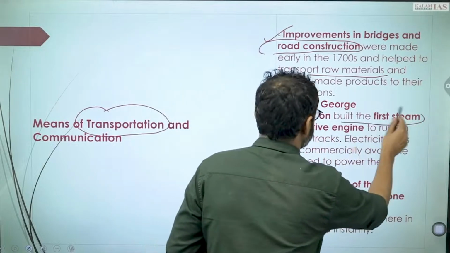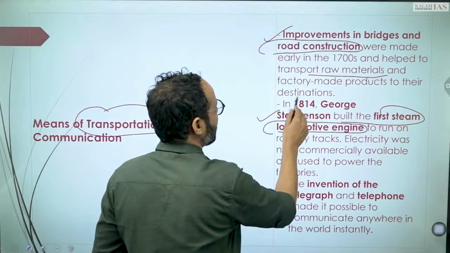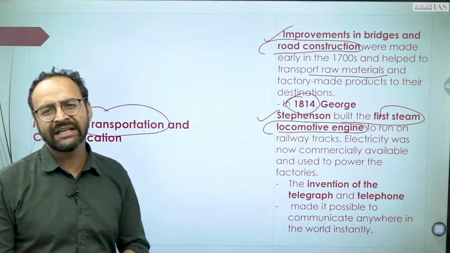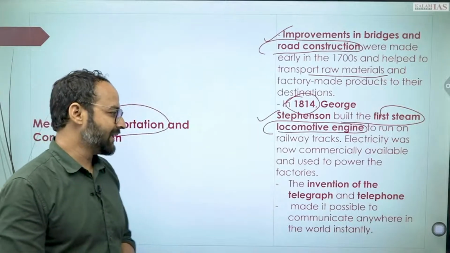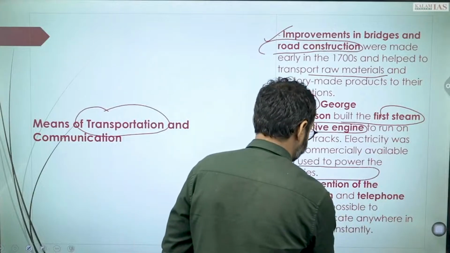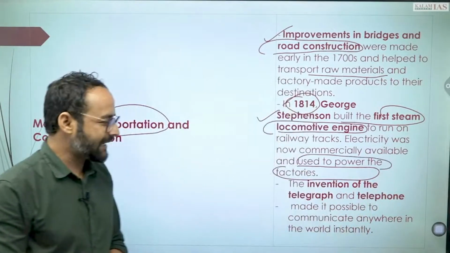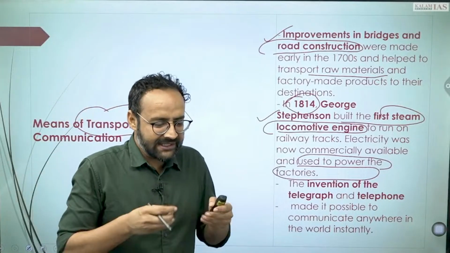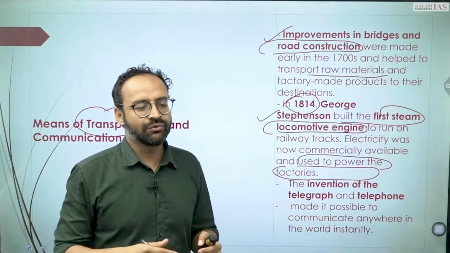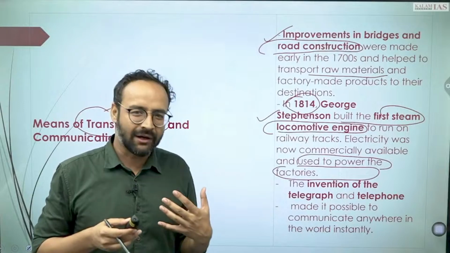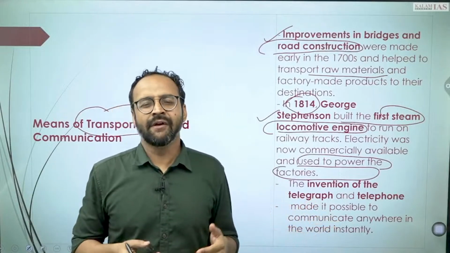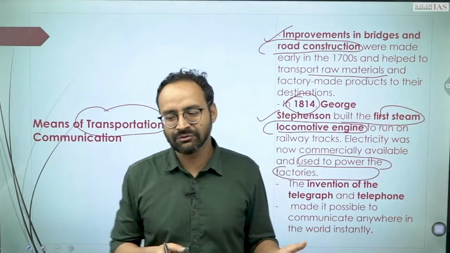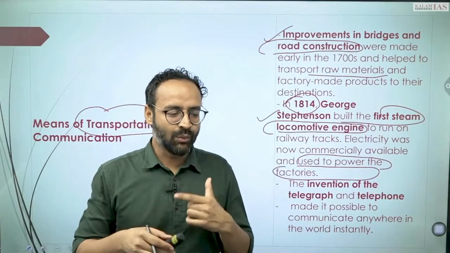Stephenson built the first steam locomotive engine in 1814 to run on railway tracks. Electricity was now commercially available and used to power the factories. The inventions of the telegraph and telephone made it possible to communicate. In this age of a modern world, we kind of negate these things, but back then, 250 or 100 years ago, we could not even think about those things. So if we go back to world history, we see that everything was a gradual evolution.